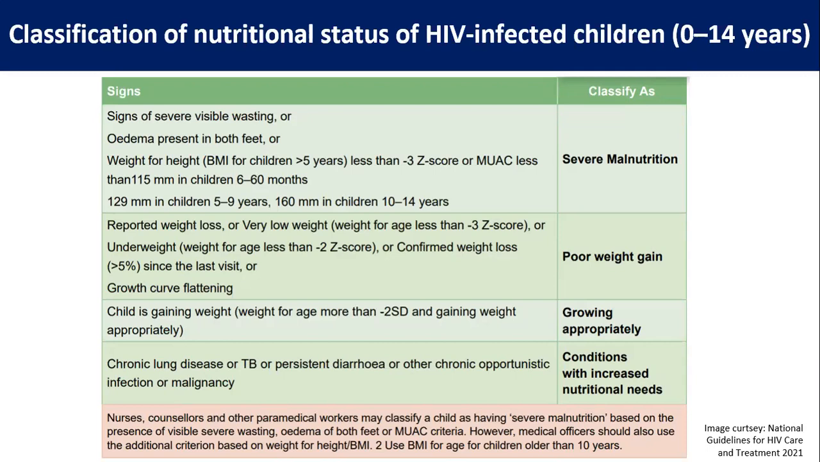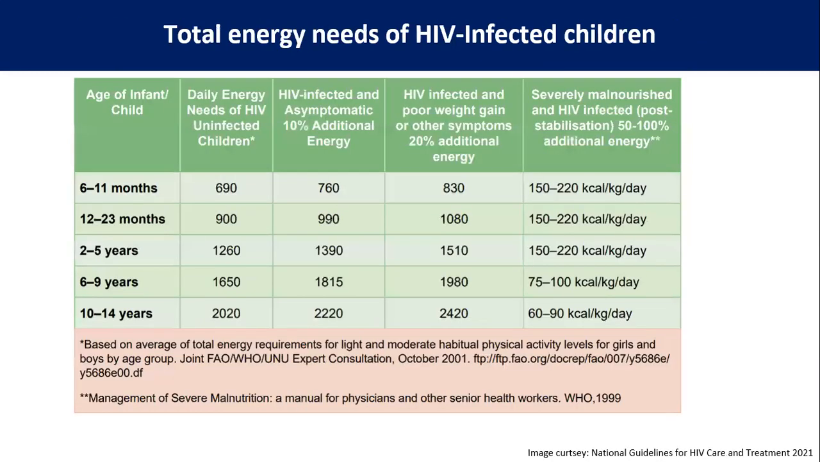We also need to identify the conditions which increase the calorie demand, such as chronic lung diseases, including tuberculosis, chronic opportunistic infections, or malignancies. This should be known to the doctor, the nurses, and also the counselor for proper nutritional assessment and counseling.